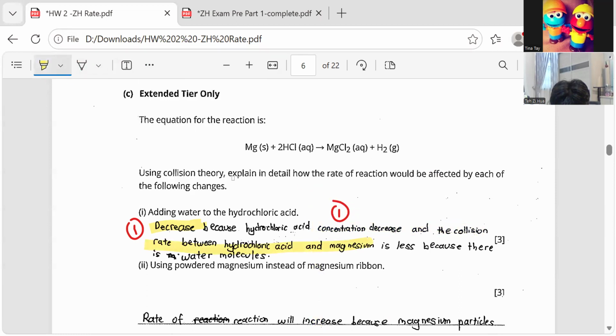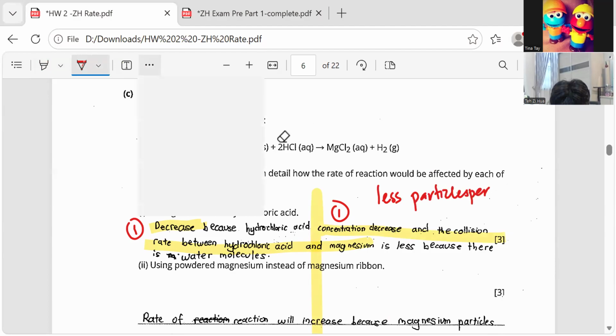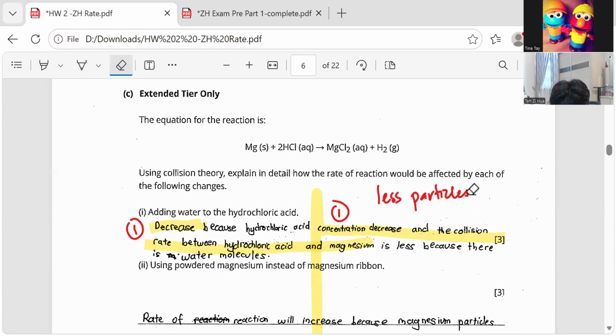For rates, for concentration, what do you say? You say there are less particles per unit volume. Do you remember this statement? Less particles per unit volume. Understand? So what? Do you remember this part? Yes.